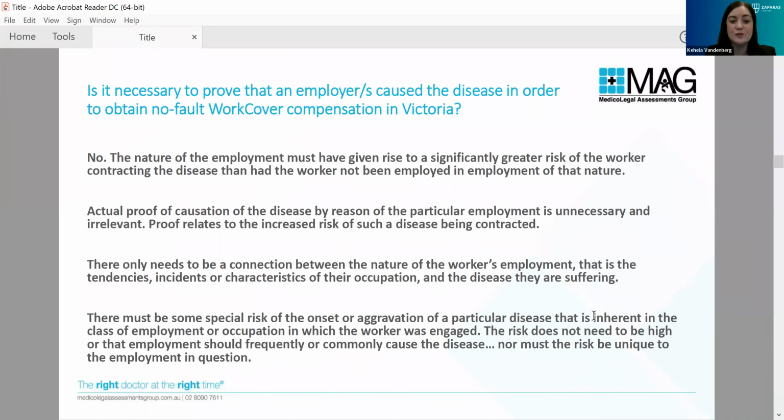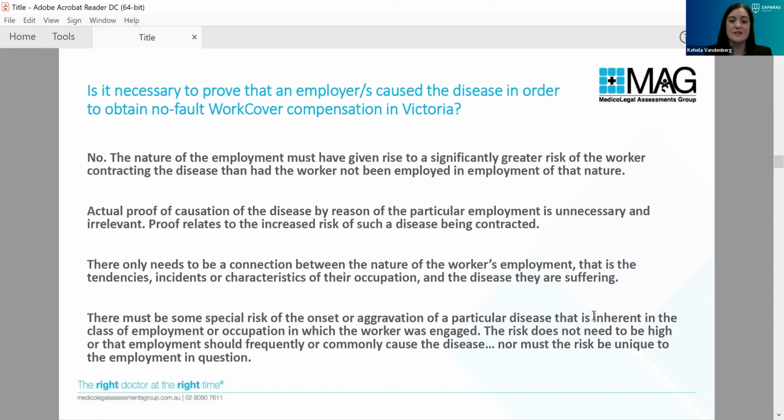So actual proof of causation from that specific job is not necessary. Actual proof of causation of the disease by reason of the particular employment is unnecessary and irrelevant. Proof relates instead to the increased risk of such a disease being contracted. There only needs to be a connection between the nature of their work, that is the tendencies, incidents or characteristics of their occupation, and the disease they are suffering.